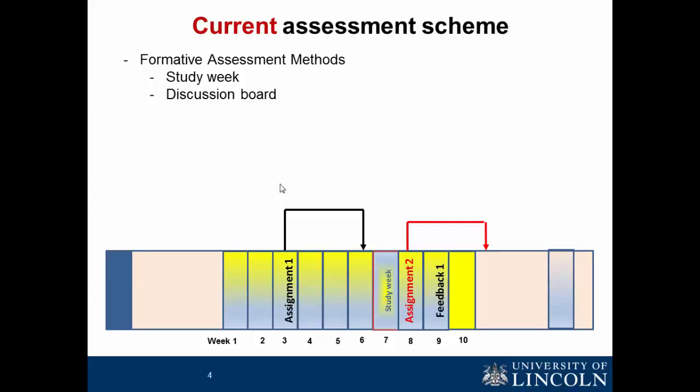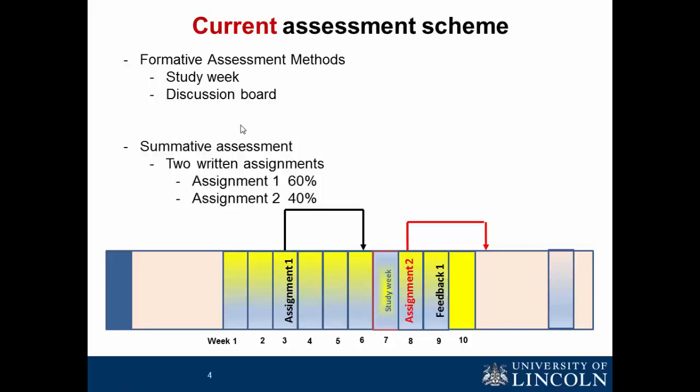So the current assessment scheme has two ways of assessing: formative assessment methods that have their place during the study week, here at week 7, and along every week through the discussion board or email or other digital forms of communication. Then the summative assessment is divided into two written assignments. The first assignment is set up in week 3 and weighs 60%, and the second assignment is placed on week 8 with a weight of 40%.